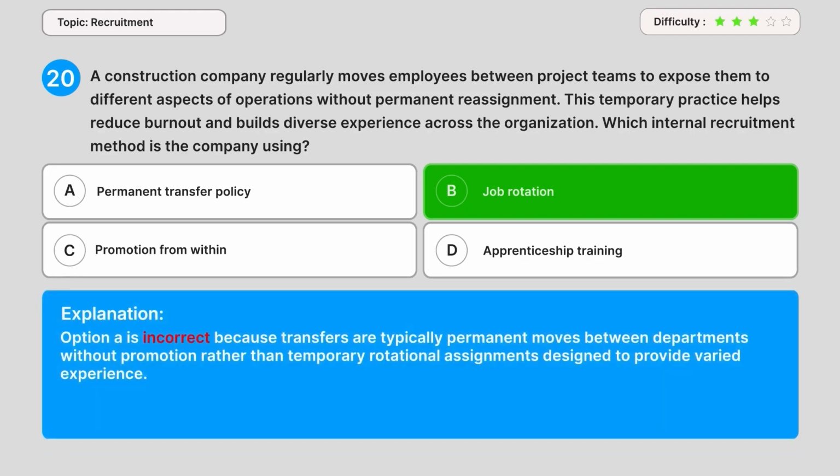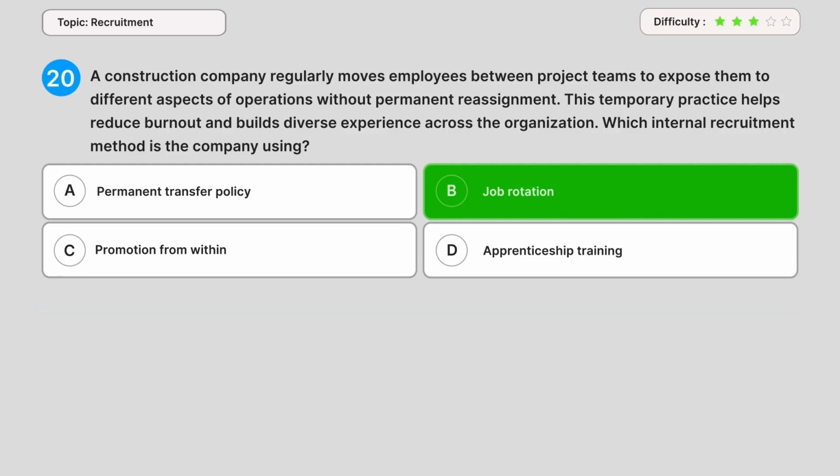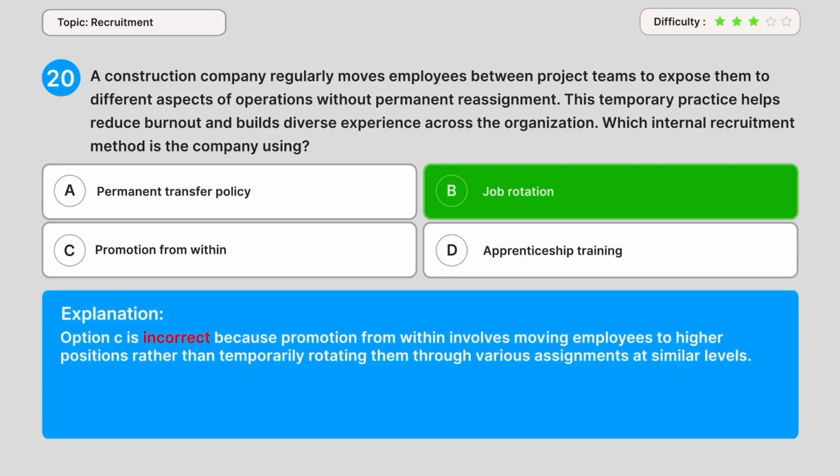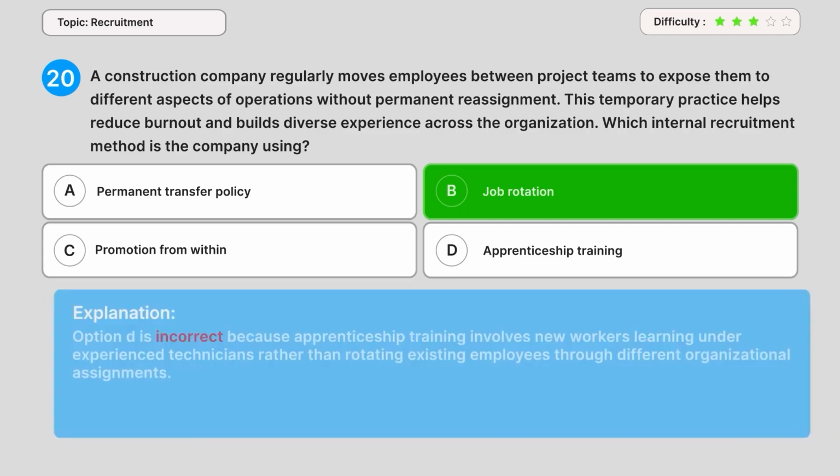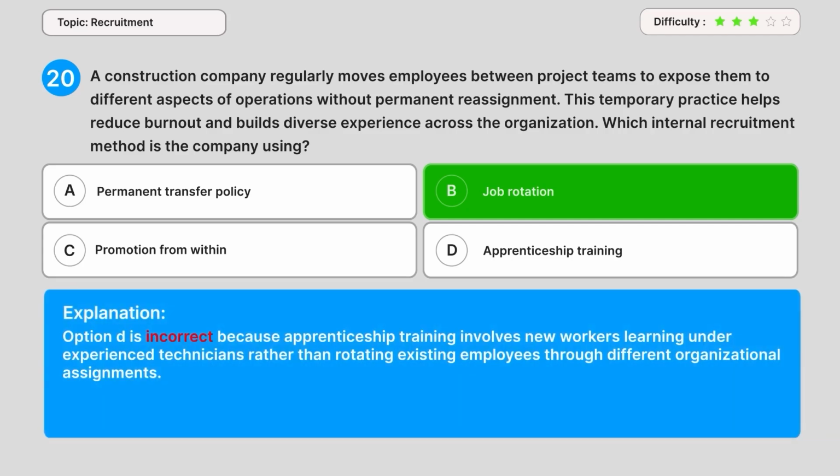Option A is incorrect because transfers are typically permanent moves between departments without promotion, rather than temporary, rotational assignments designed to provide varied experience. Option C is incorrect because promotion from within involves moving employees to higher positions rather than temporarily rotating them through various assignments at similar levels. Option D is incorrect because apprenticeship training involves new workers learning under experienced technicians rather than rotating existing employees through different organisational assignments.